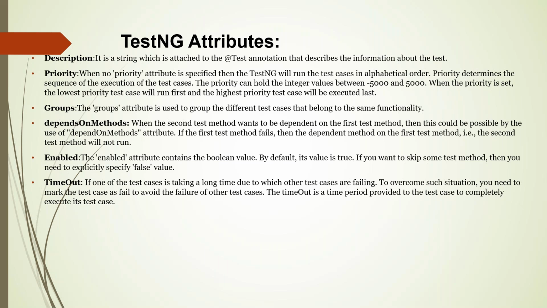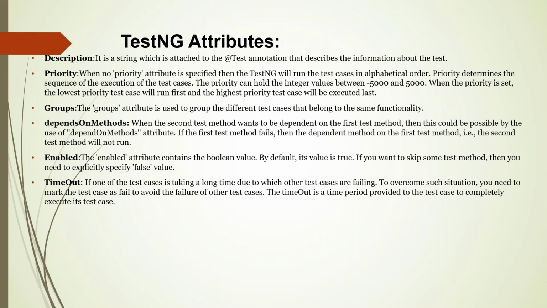Then priority. When no priority is specified, TestNG will run in alphabetical order. So it will run in alphabets like A, B, C, D. But if you give priority 1, 2, 3, 4, 5, it will run as per the priority you are giving. But if you do not give any priority, it will take the alphabetical order and run the test cases. Priority determines the sequence of execution of test cases. Then the priority can hold integer values between -5,000 and 5,000.